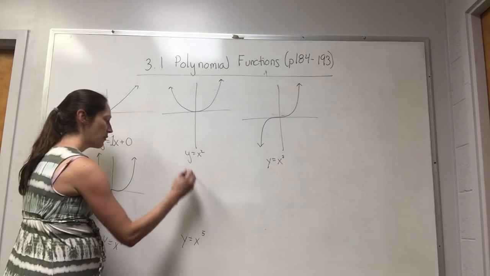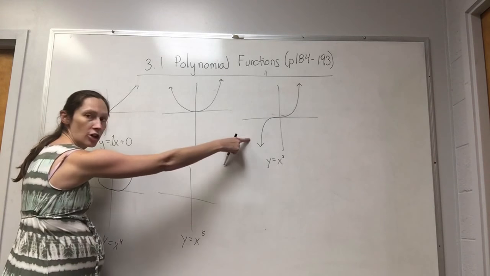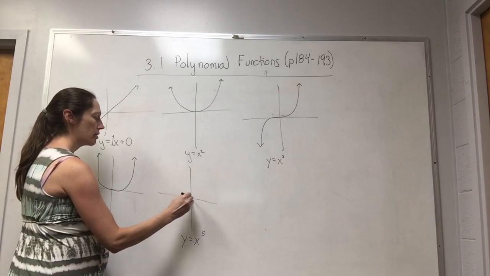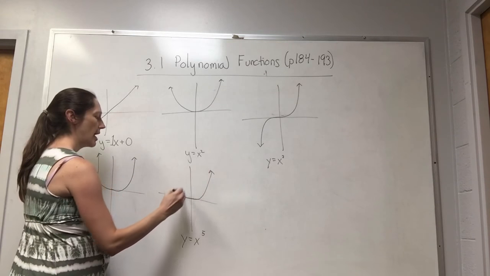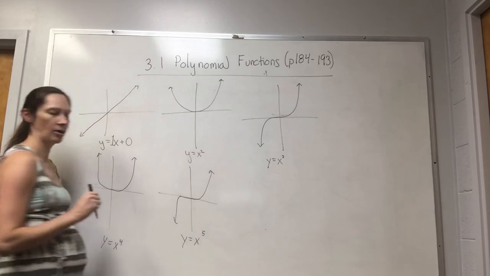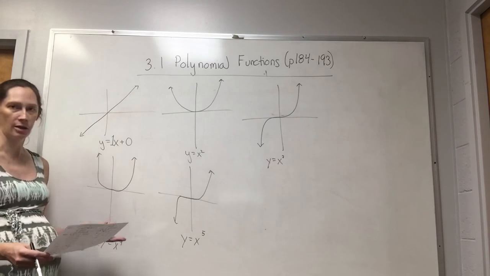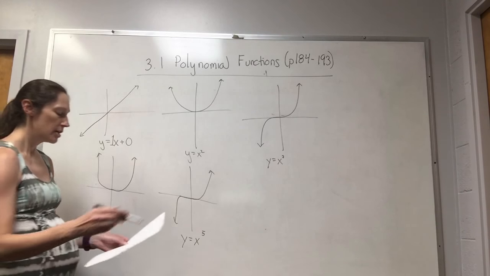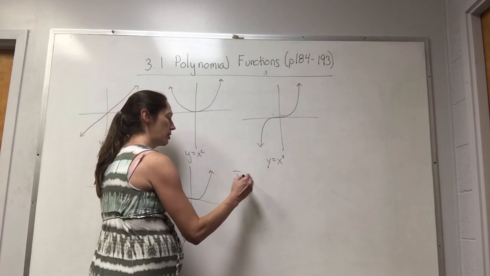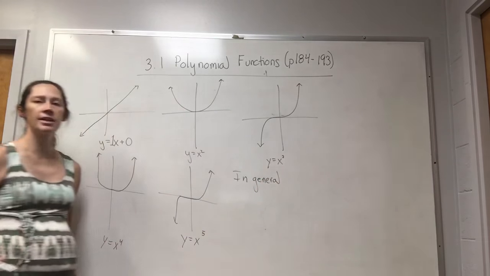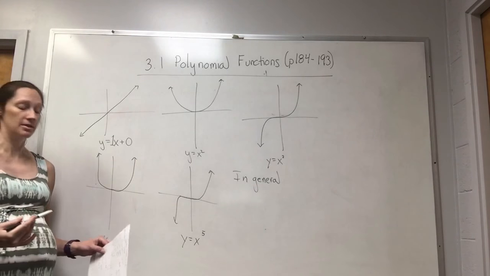Y equals x to the fifth. It's going to look a lot like the shape of x cubed, but again, it's going to be wider through the origin and steeper past the origin. Okay, these are rough sketches, but of course we could do it with software if you wanted to look at them in more detail. So in general, let's make some generalizations built on what kind of patterns we might be seeing here.